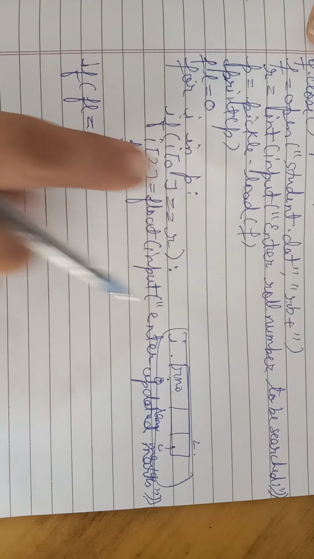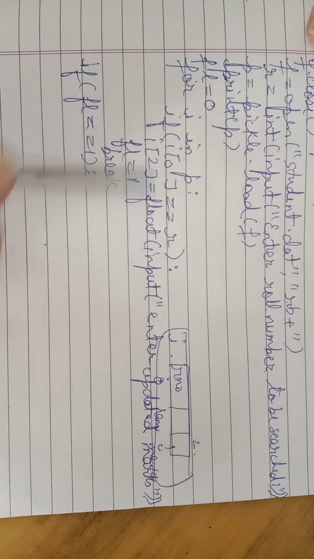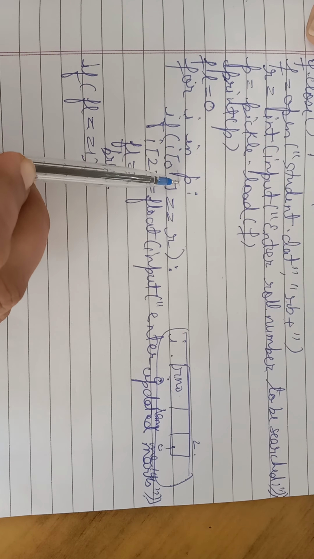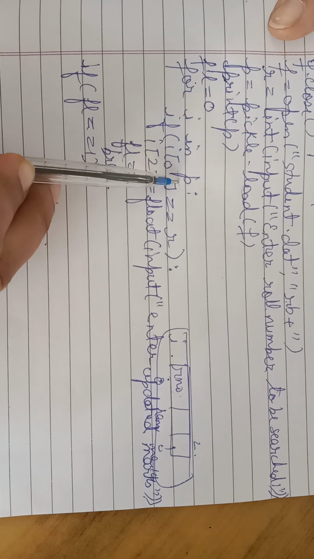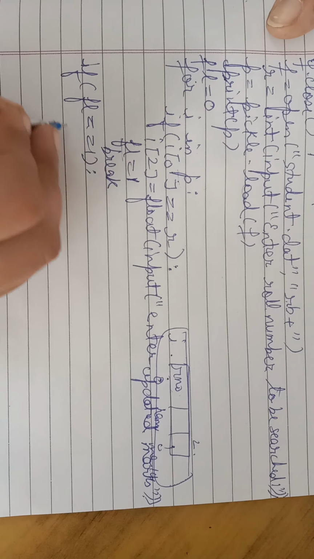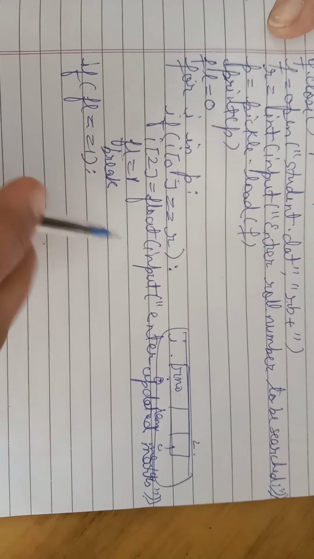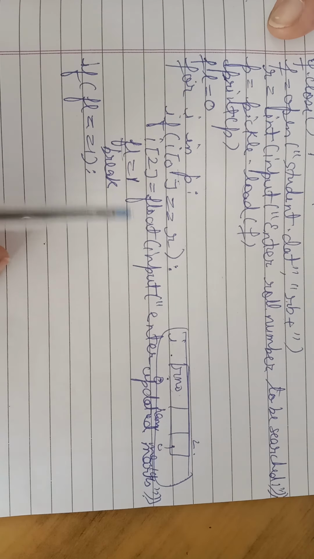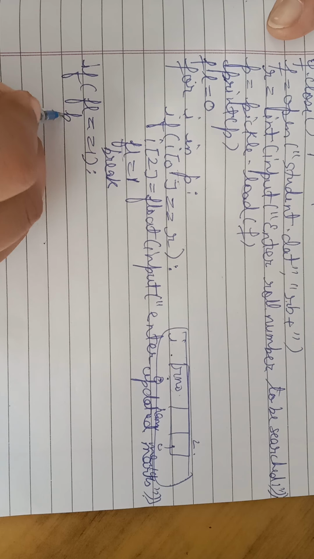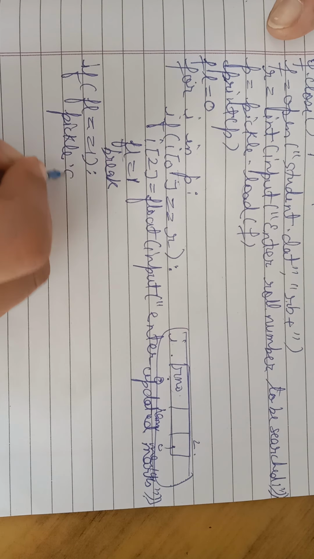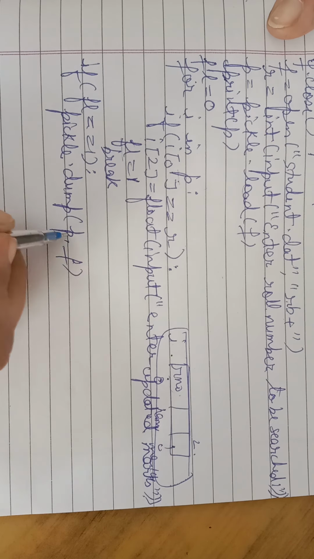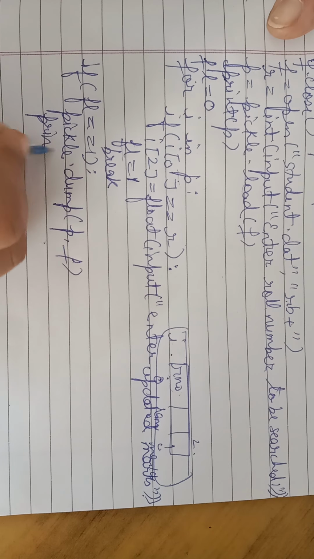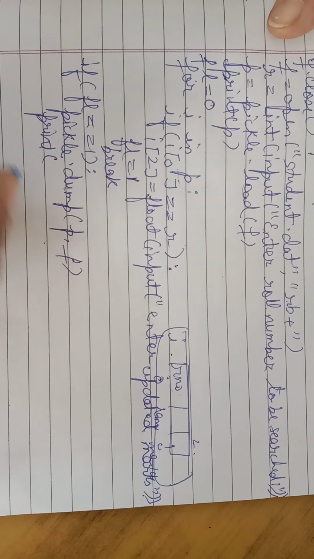So if we found the record, then we again dump this P nested list in a file with the updated marks, or we can say the updated record. So what we have to do? If we found the record, then we write the updated record within a file again with the help of pickle dot dump P, F. Finally, you have to print the P to see the updated record.